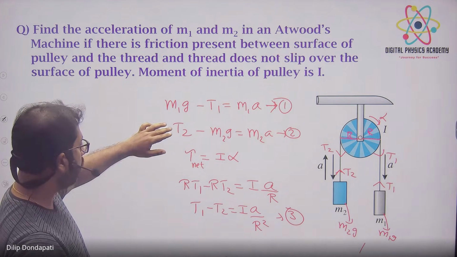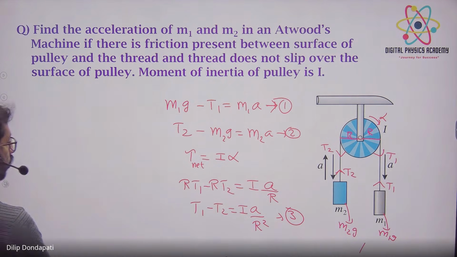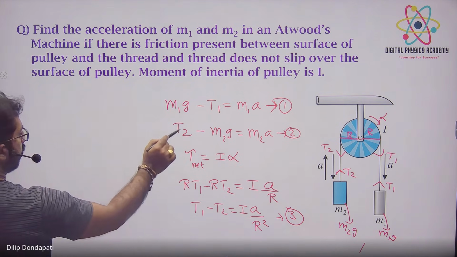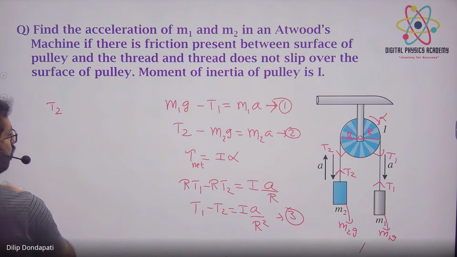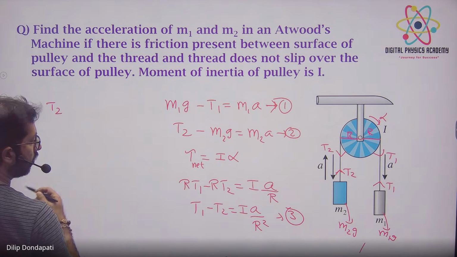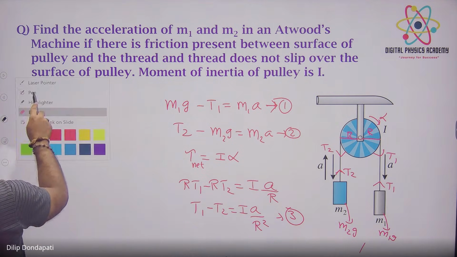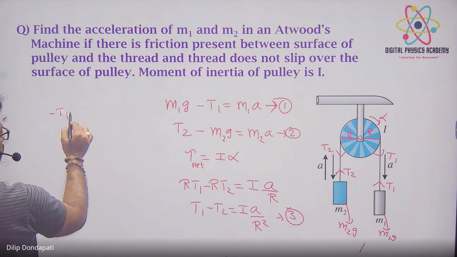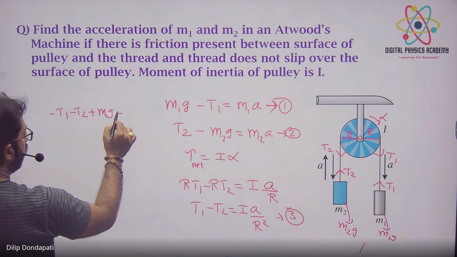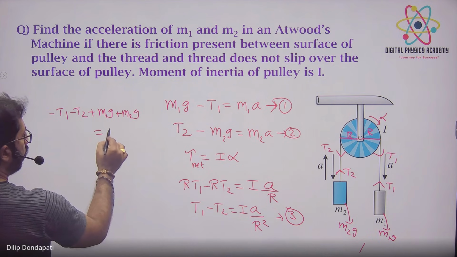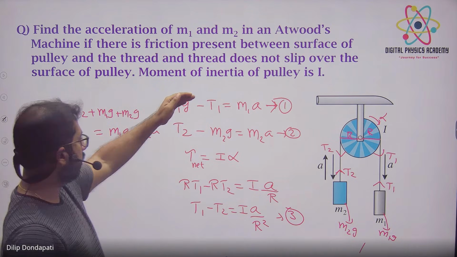Just subtract, right? T1 minus T2 चाहिए ना? So subtract 2 minus 1. So that आपको T1 minus T2 value आएगा. तो कितना होगा? If we subtract 2 minus 1, T2 plus T1 आएगा ना? So subtract 1 minus 2. 1 minus 2 करो. So minus T1 minus T2 plus M1G minus plus M2G is equal to M1A minus M2A, right? And separating 1 minus 2.